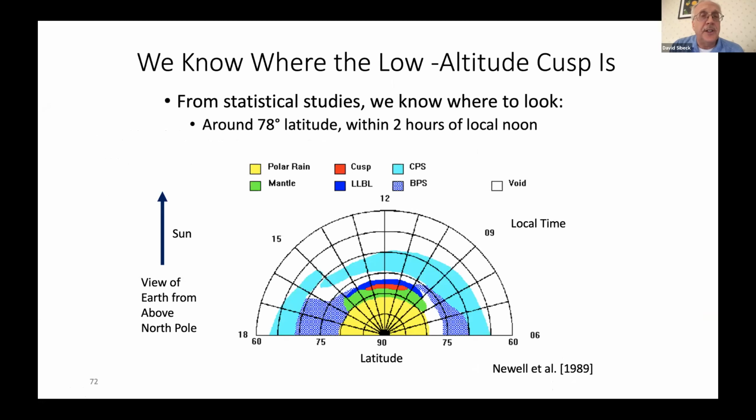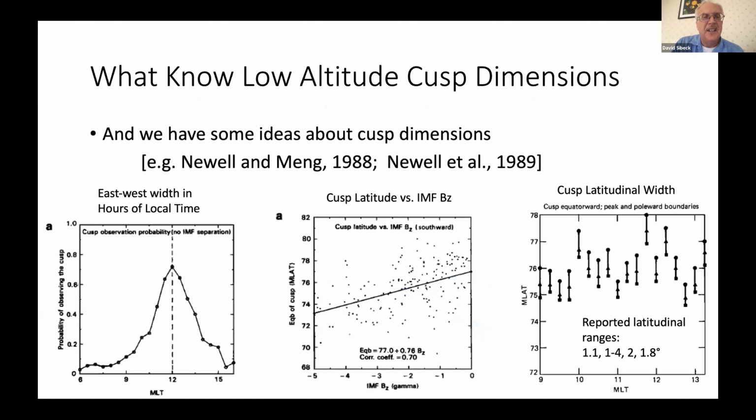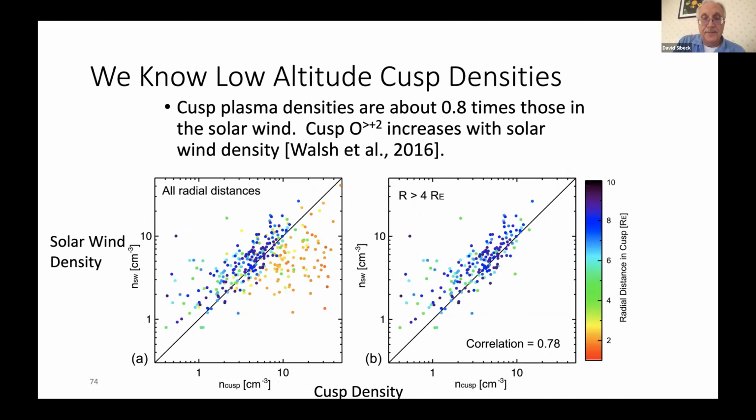From statistical studies, for example, of DMSP, we know that the cusps are within 2 hours of local noon at about 78 degrees magnetic latitude. Here's some more statistics on them about your probability of seeing them as a function of local time here on the left, the latitude that they occur at as a function of IMF Bz, their latitudinal range, a couple of degrees, 1 or 2 degrees. Big statistical studies, plenty of data to execute them, high confidence. We also have a pretty good idea about densities in the cusp. They track those in the solar wind, so that's good because the plasma in the cusp should come from the solar wind.